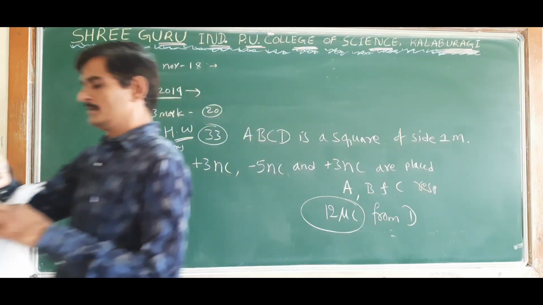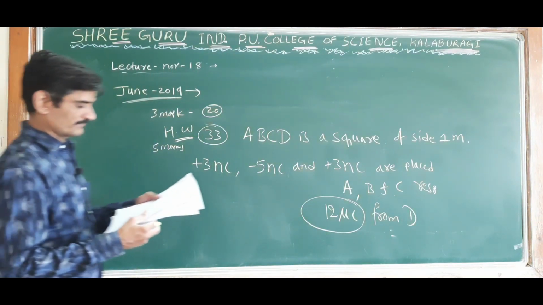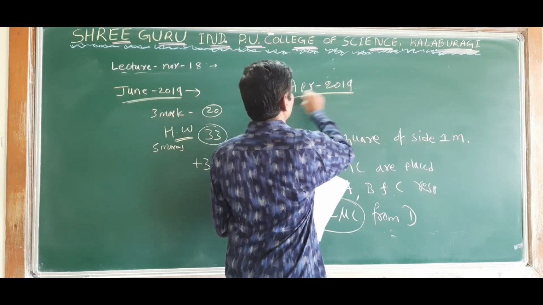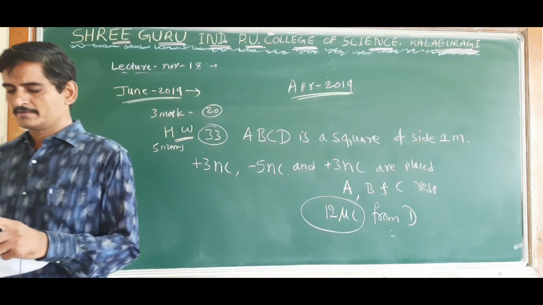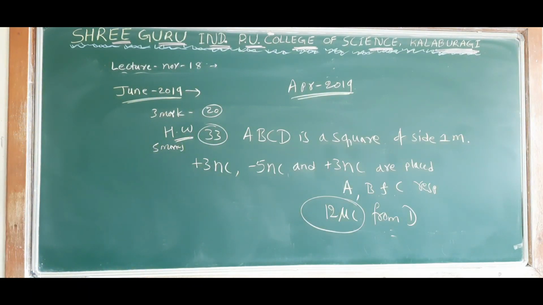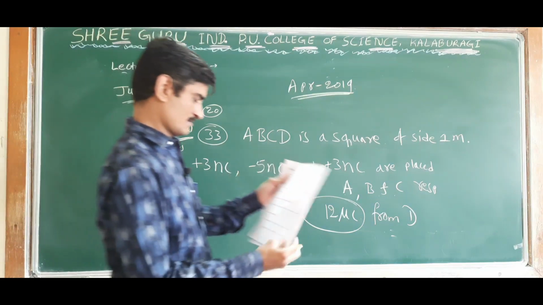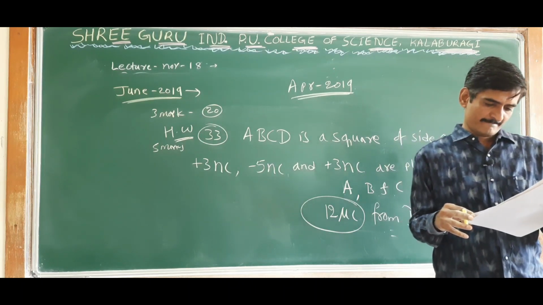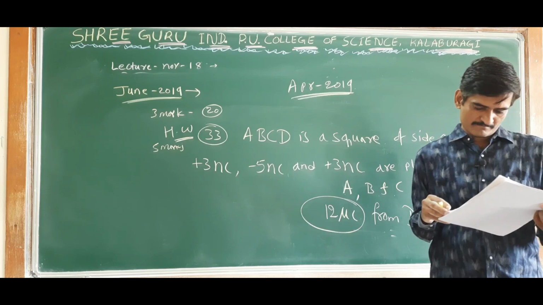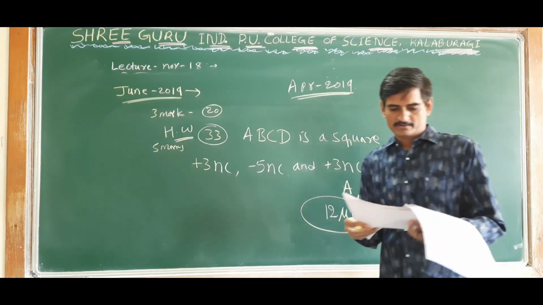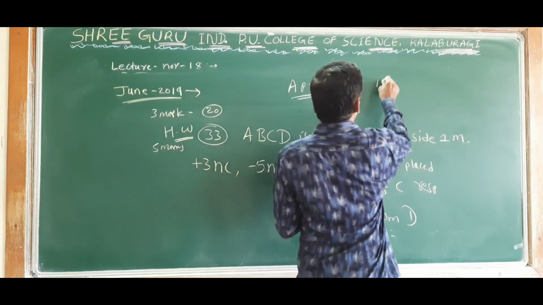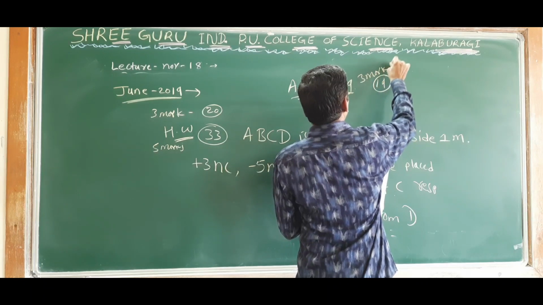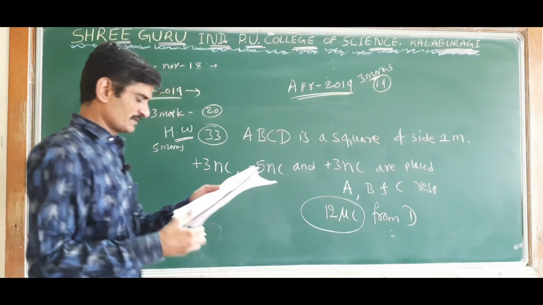Understood? Okay. How many question papers I have, that much only I can give. Okay. April 2019. Question number 19, for 3 marks.